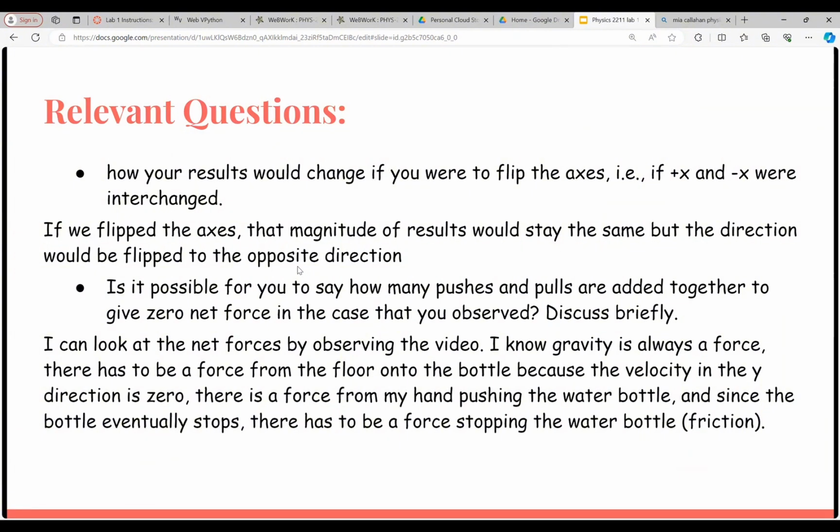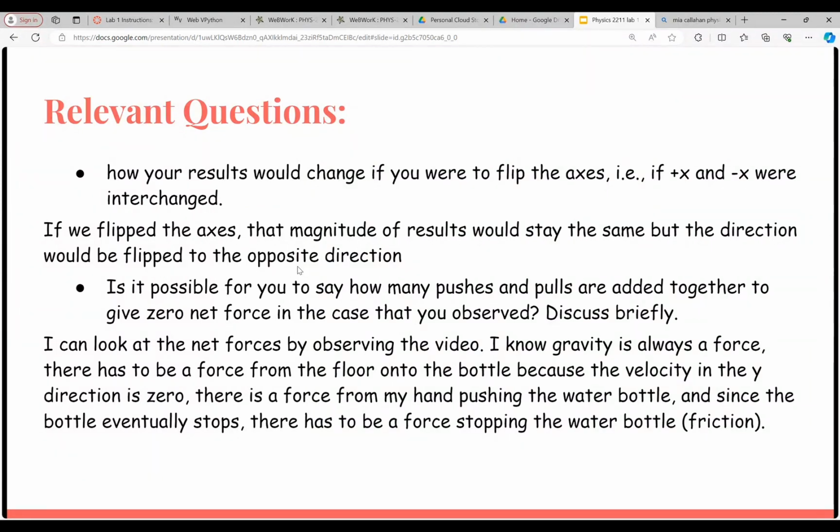Is it possible for you to say how many pushes or pulls are added together to give zero net force in the case that you observed? So in the computational model, the net force adds up to 0 because the velocity is continuous. So we can know that there are only 2 forces acting on our water bottle in the computational model. That would be gravity and the force from the carpet onto the water bottle. And we know this because there is no change in velocity in the y-axis. It's just in the x-axis. And since the x velocity is continuously the same amount, then there are no external forces.